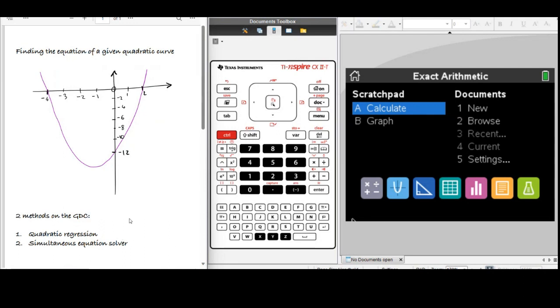Either can be used. It's totally up to you. It's useful to know both. The simultaneous equation solver particularly is useful for many different applications.